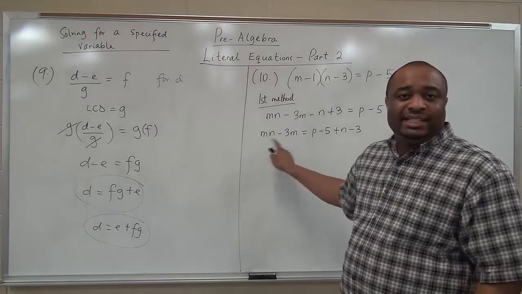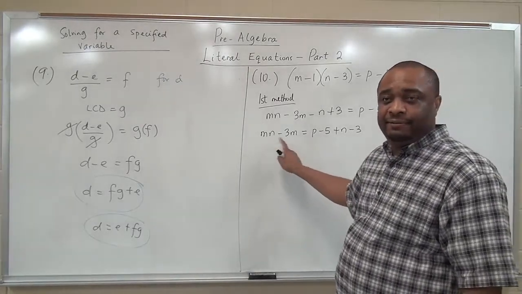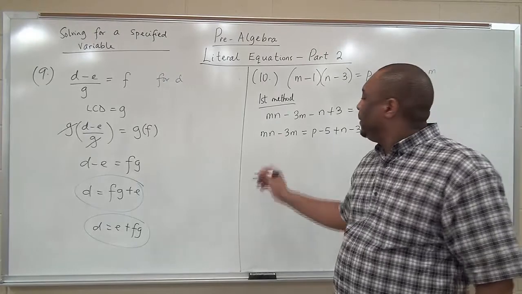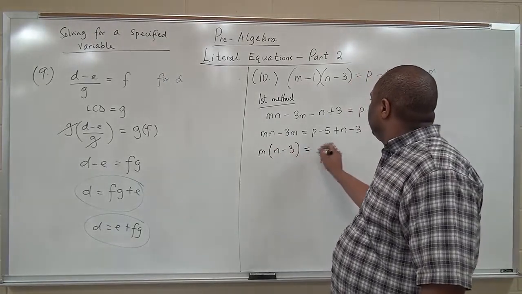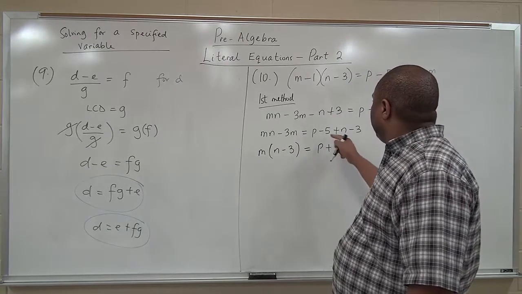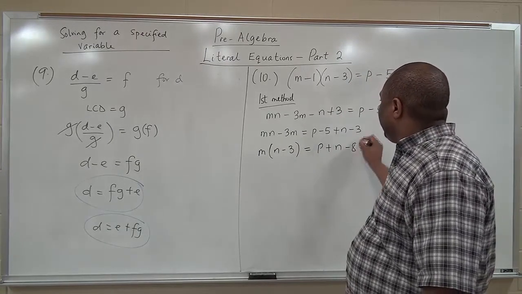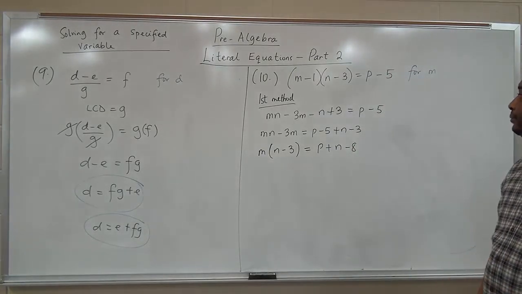So factor by GCF. Factor the left-hand side by GCF. The GCF is m, times n minus 3, equal to p plus n, minus 5 minus 3 is minus 8. p plus n minus 8.